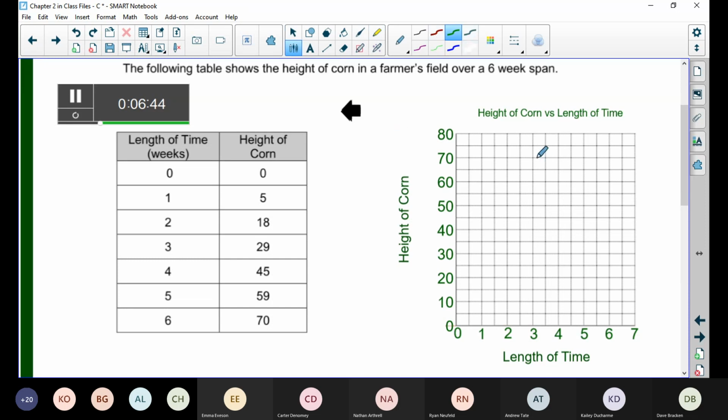So I'm just going to kind of slowly go through this as you guys are working, okay? When I plot my points, I end up with something that looks like this.